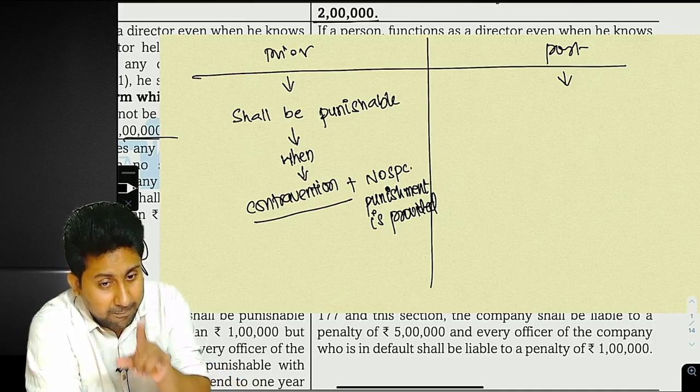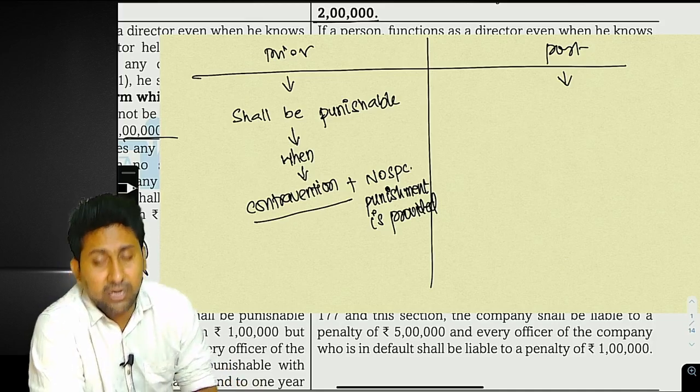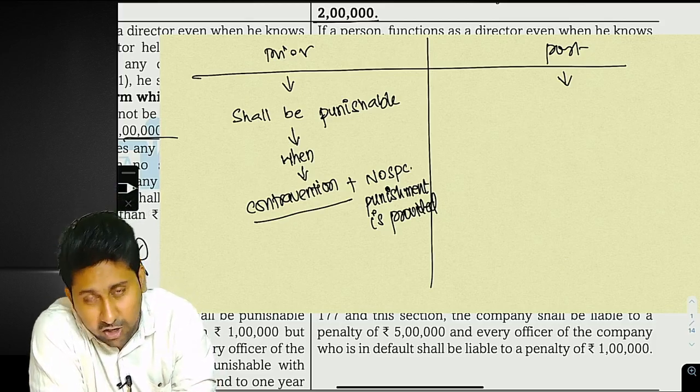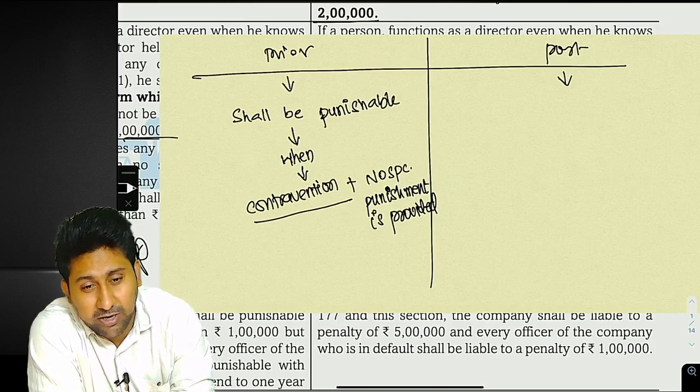If I don't comply with that, what will you do? Total number of directors in my company is 15. No additional directors, nothing. All are normal directors. Now what is the scenario?